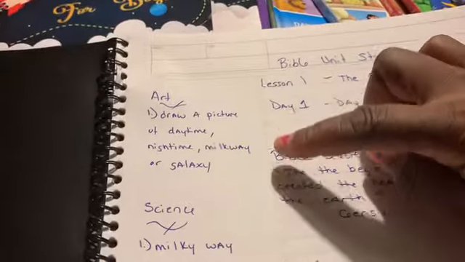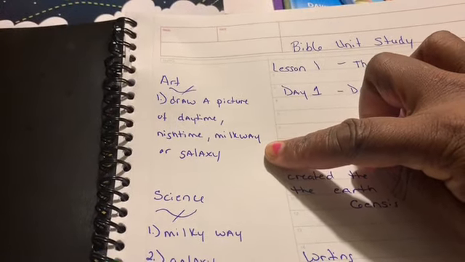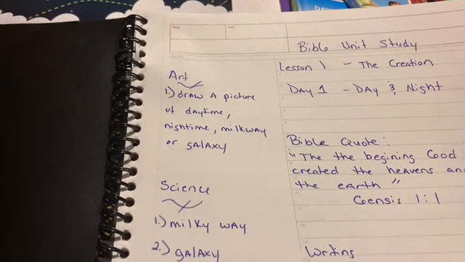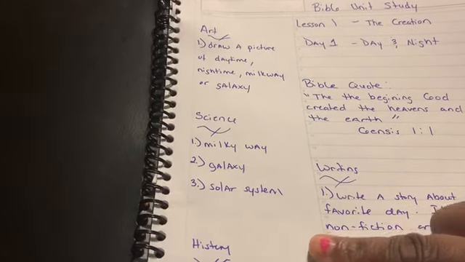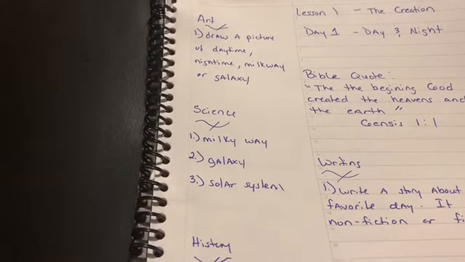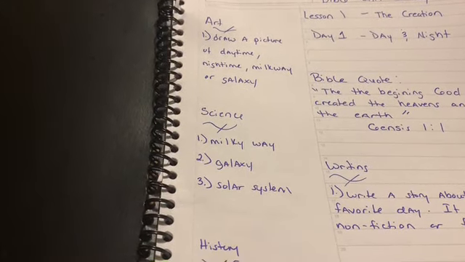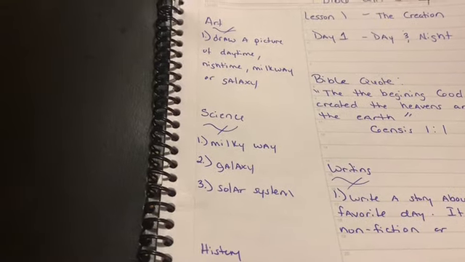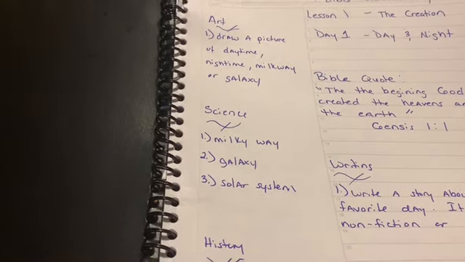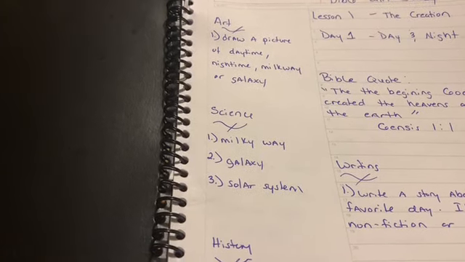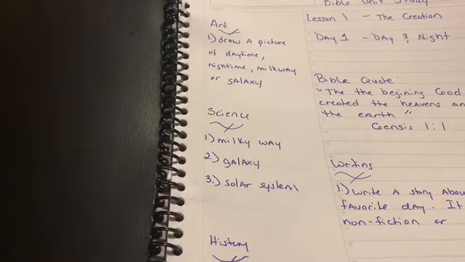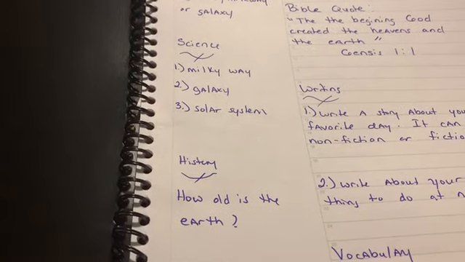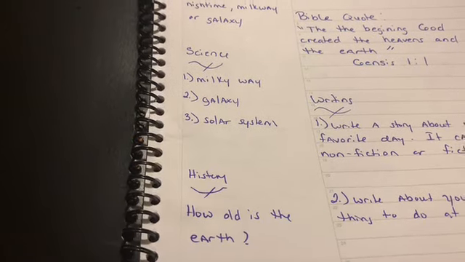Now to incorporate art, I had them draw a picture. They could either draw a picture of daytime, nighttime, Milky Way, or galaxy. And the Milky Way and galaxy come in when I talked about science. So we talked about the Milky Way this morning, we talked about the galaxy, and we talked briefly about the solar system. We didn't go in depth because it's just a general look into science right now, because I do have a whole space unit study that I'm working on, but we just talked about it really briefly. And then for history, we did how old was the Earth.